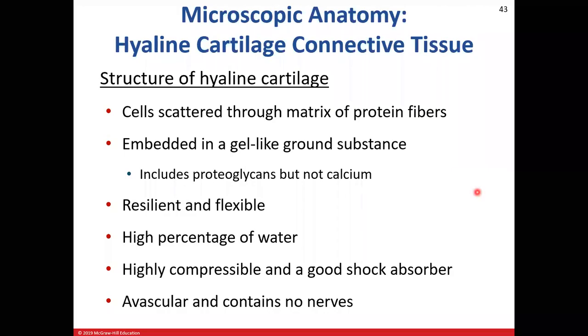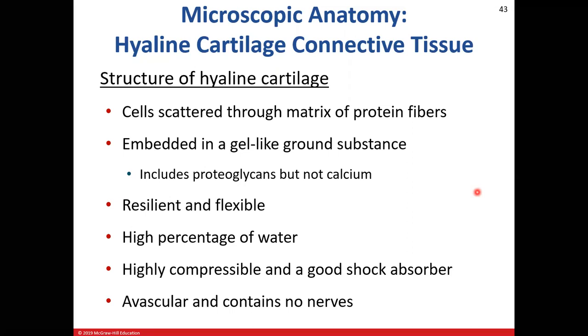All right, class. In today's lecture, we're actually going to start looking at the microscopic anatomy of hyaline cartilage, this type of connective tissue. When we look at the structure of hyaline cartilage, we're really looking at a collection of cells that are scattered throughout a matrix of a bunch of different protein fibers. And so we're going to find that these cells are embedded in a gel-like, what we call ground substance.